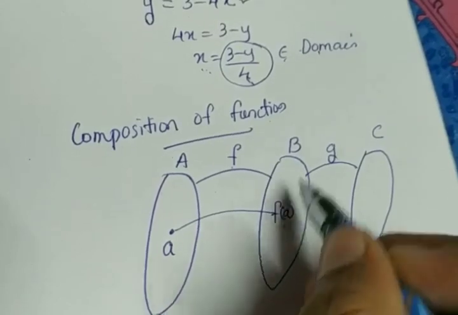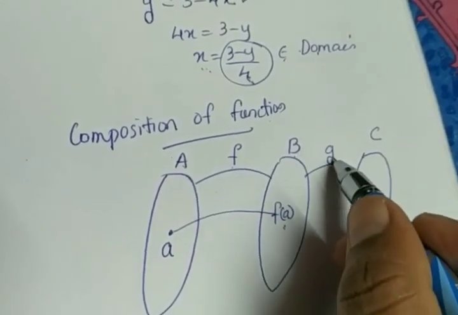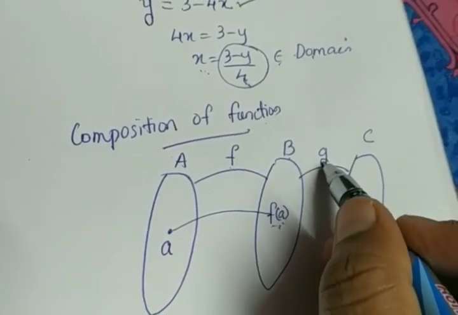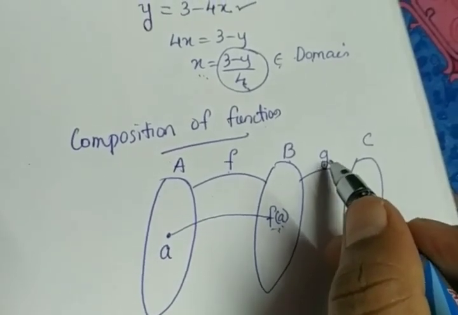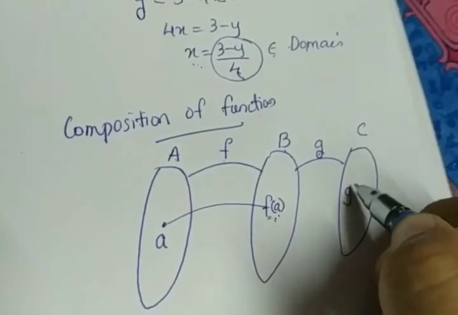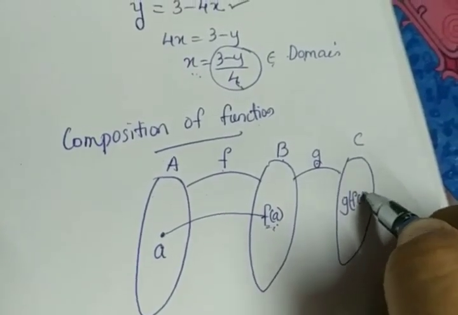Now f of a is an element of the second set and the mapping is g. So under the mapping g, or under the function g, the image of this f of a will be g of that element. That means g of f of a.